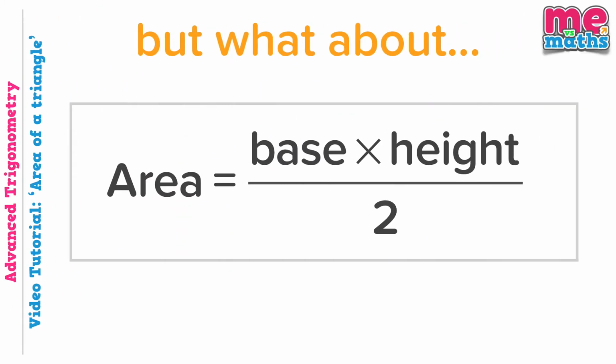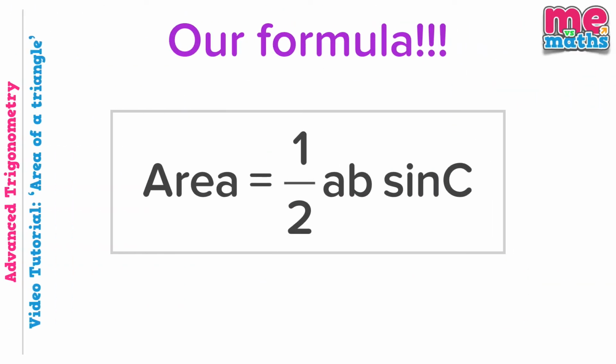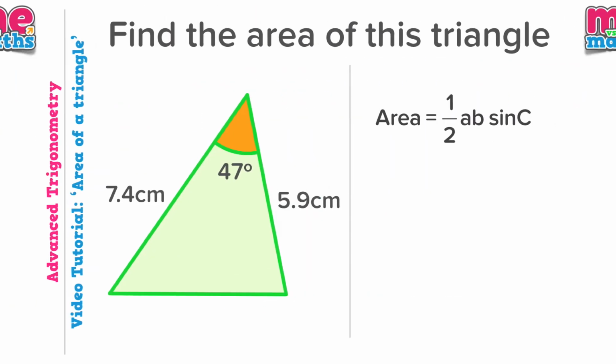Now you may be sitting there thinking, I already know how to find the area of a triangle. Isn't it just base times height and then half your answer? Obviously this formula is much easier to use, but we need to know the base and the height to be able to use it. When we don't know the height, we'll normally use half ab sine C instead. So let's see a question where we would use this formula.